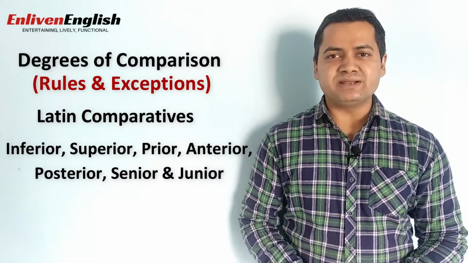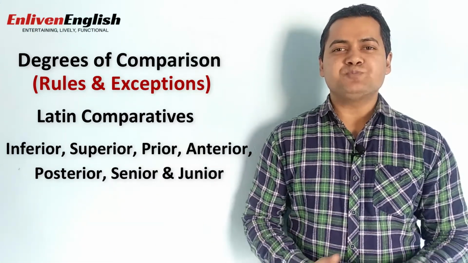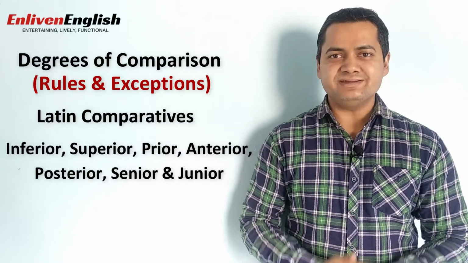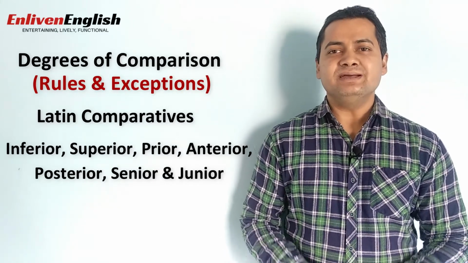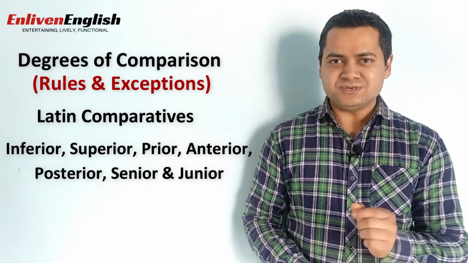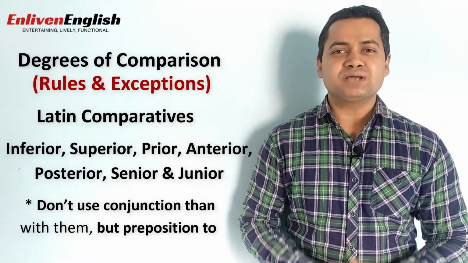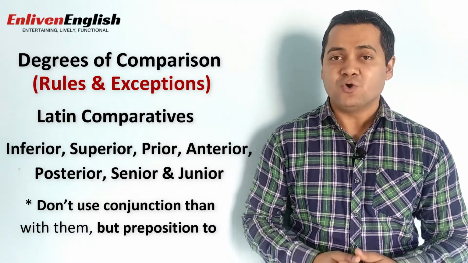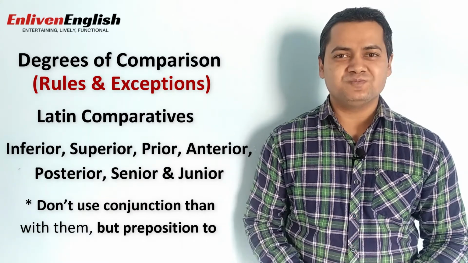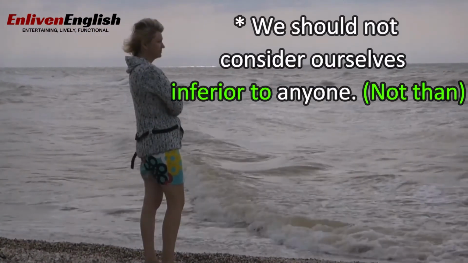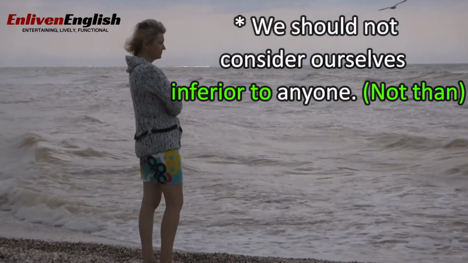The other seven comparatives are inferior, superior, prior, anterior, posterior, senior and junior. There is an exception that we need to remember regarding their usage, that we do not use conjunction than after them. They are followed by preposition to. Let's see some examples. We should not consider ourselves inferior to anyone.